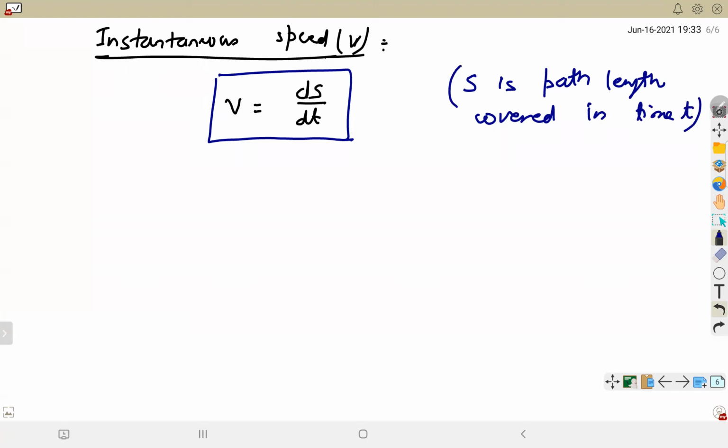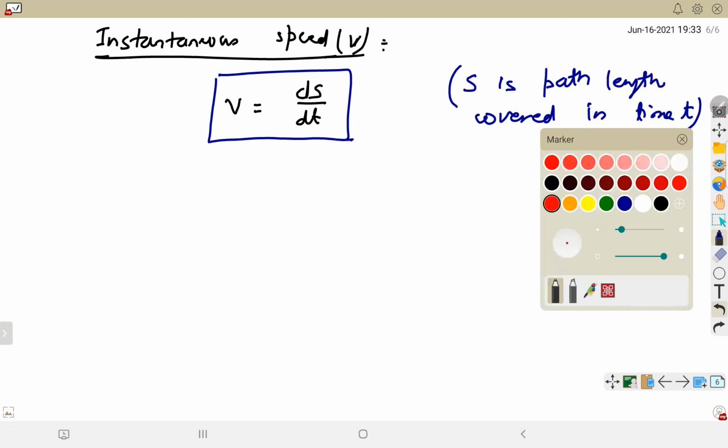Right? So we should know the equation of path length. Only then we can find out the instantaneous speed.